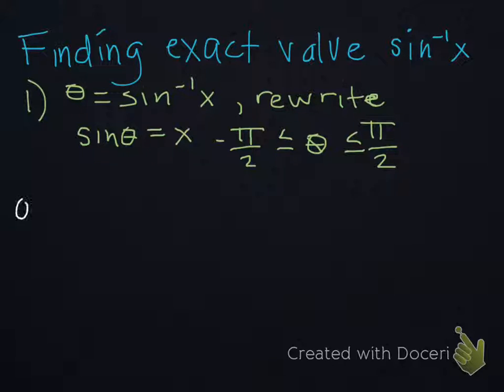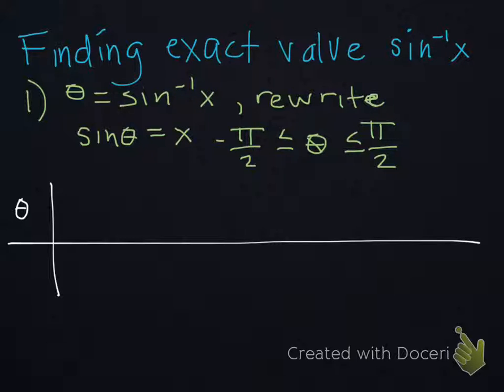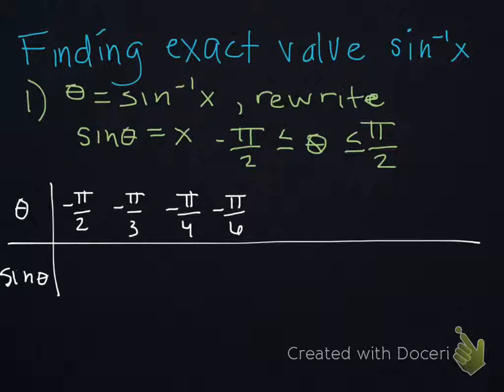So the table that we're going to use for sine uses the following angles. We'll have our theta section, and then our sine section. This is essentially coming from the unit circle. So we'd have negative pi over 2, negative pi over 3, negative pi over 4, negative pi over 6, and 0. Then we have all of these but the positive version: pi over 6, pi over 4, pi over 3, and positive pi over 2.